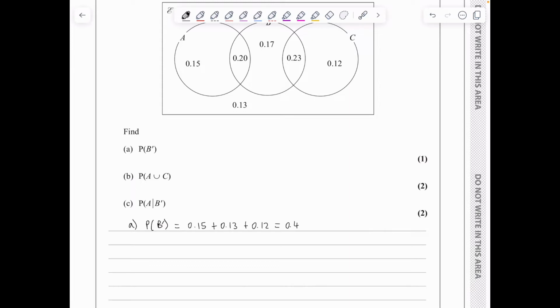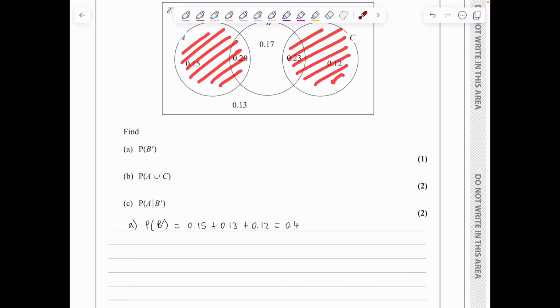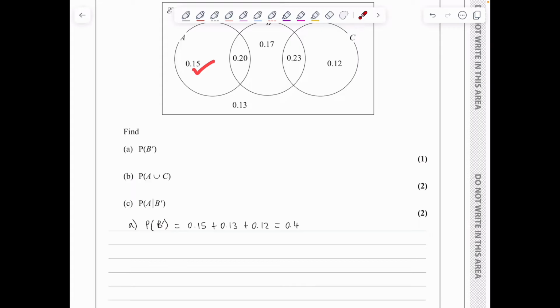Now the probability of A union C means all of A or C, so I simply need to consider these regions here. So it's the 0.15, the 0.20, the 0.23, and the 0.12. So if we add this up, it's the probability of A union C: 0.15 plus 0.20 plus 0.23 plus 0.12, and this gives an answer of 0.7.